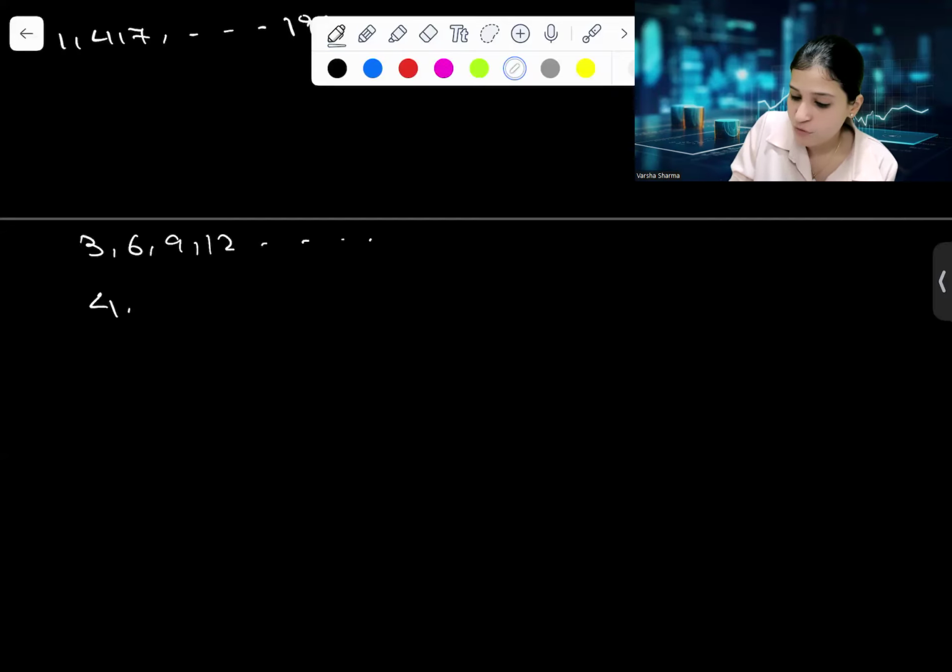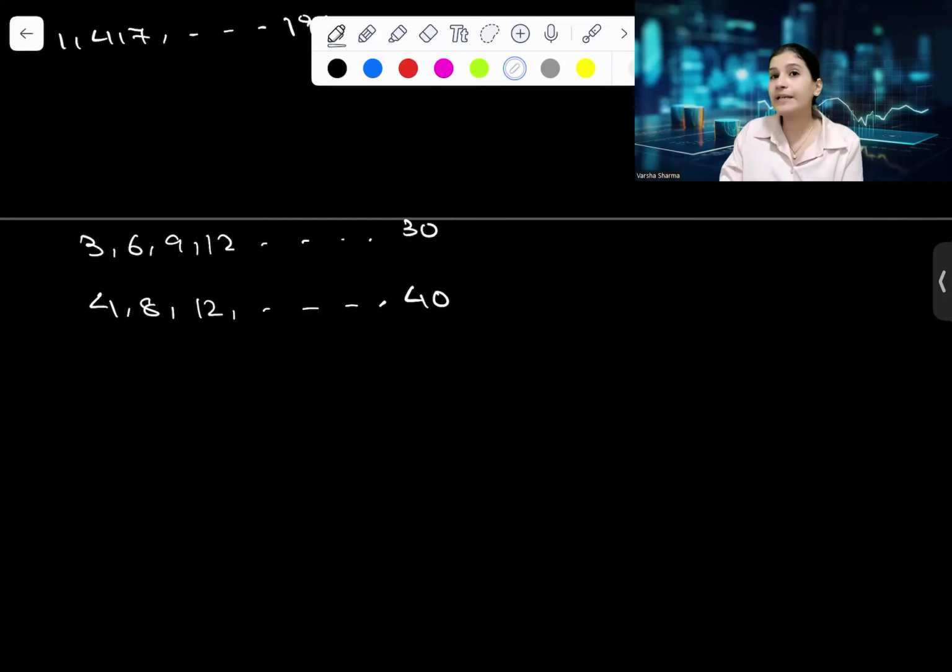We have table of 4. Suppose this goes till 30, this goes till 40. How many terms are same in here? We have 12 same. Here it comes in the fourth location, it comes in the third location. Again, which number will be repeated? 24 will be repeated. And we have another 30. No, we don't have 36. So we have only these two terms same.